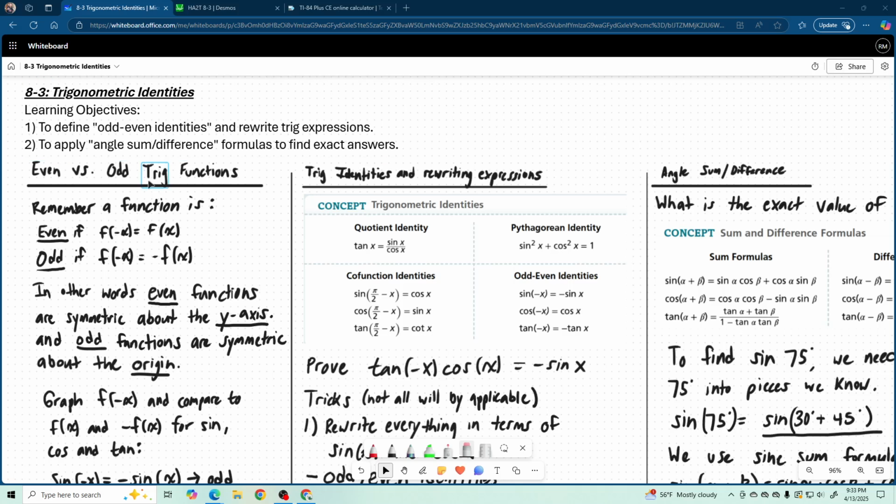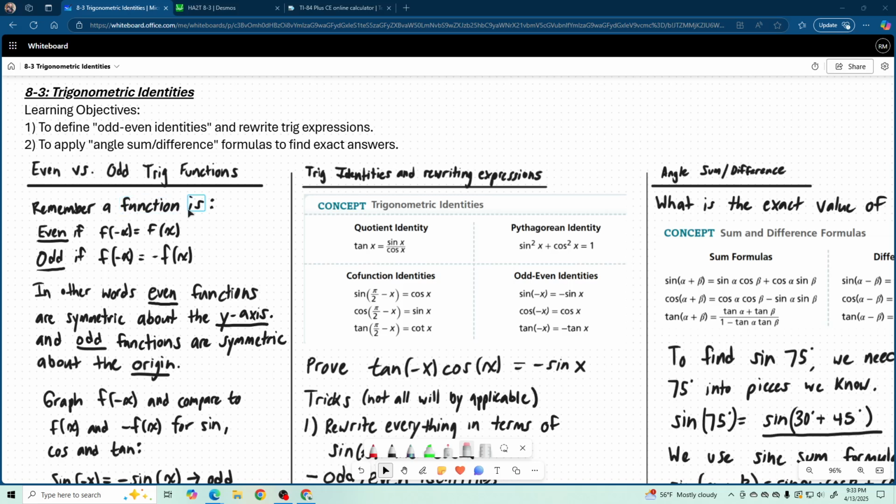Alright, so first let's talk about even versus odd trig functions. A couple things to remember. We talked about even and odd functions earlier in the year, where we would find f of negative x and see what kind of result we could get and determine if the function was either even, odd, or neither. If you don't remember that, I believe we did it in either unit 2 or unit 3. It's been a while.